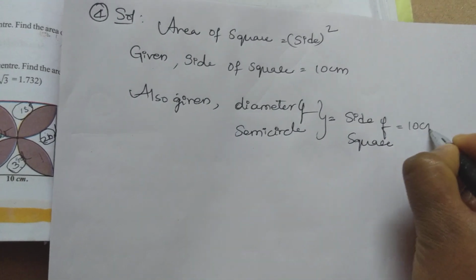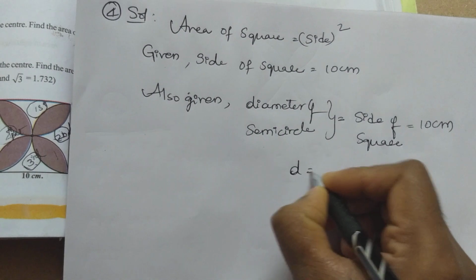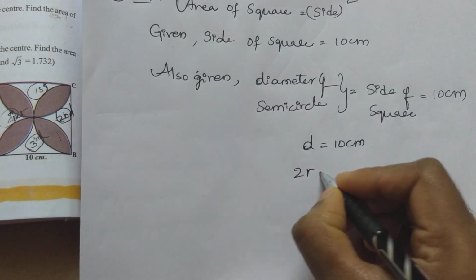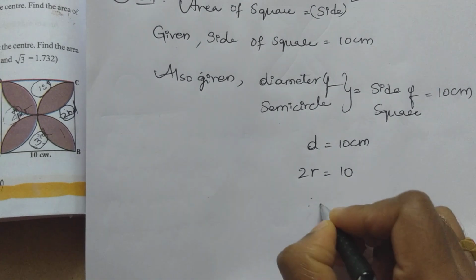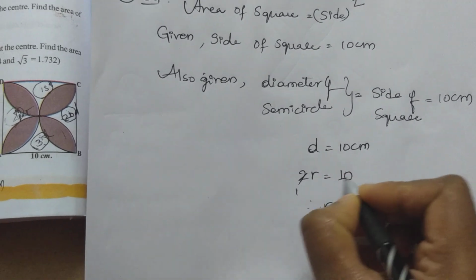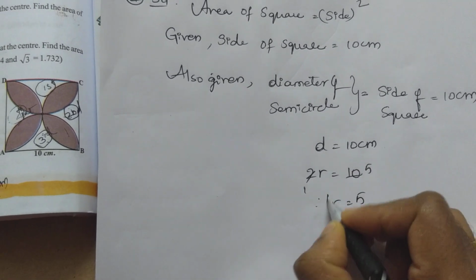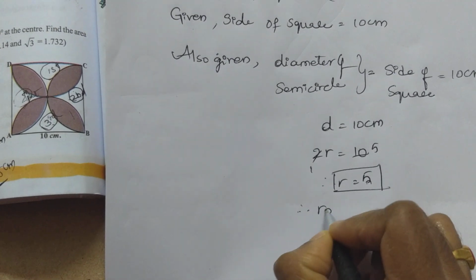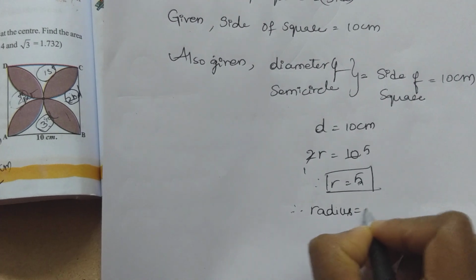That is equal to how much? It is 10 centimeters. So diameter equals 10 centimeters. Diameter is nothing but twice the radius, that is equal to 10. Therefore the R value will be what? 2 ones are 2, 2 fives are 10. Therefore R value will become 5. Therefore radius is 5 centimeters.